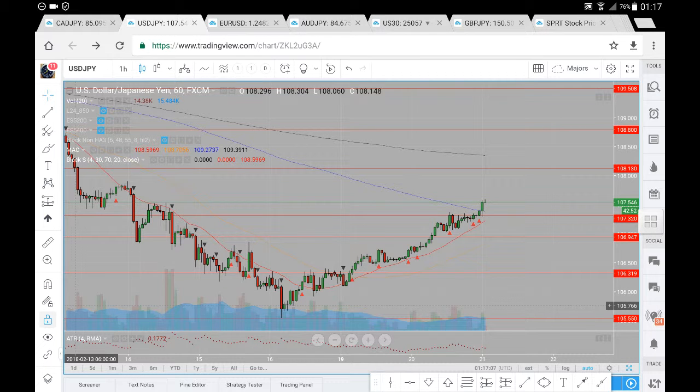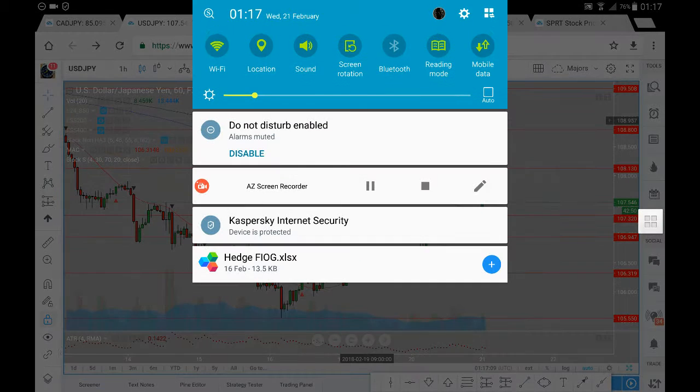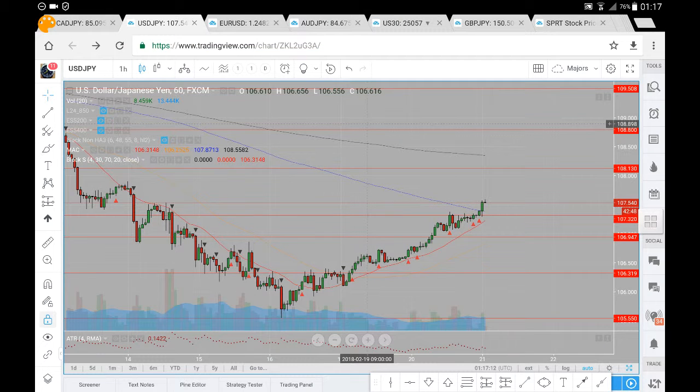So this is the US dollar Japanese yen analysis for Wednesday, the 21st of February. Now let's just have a look at what happened with price and where prices may likely go. So from our previous video, we did find support at around 105.55.